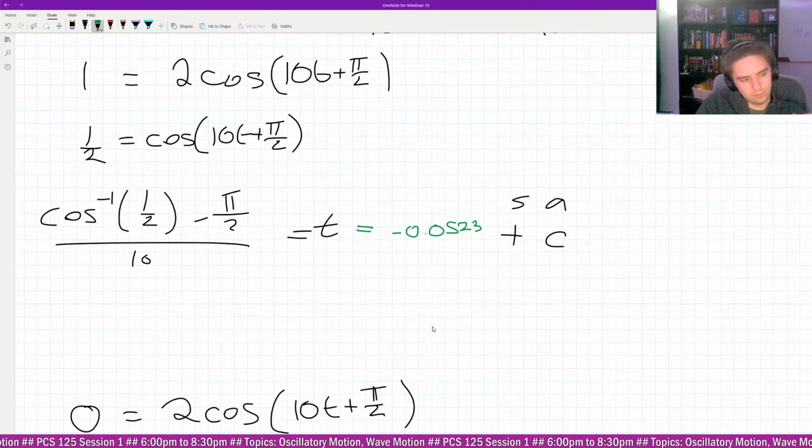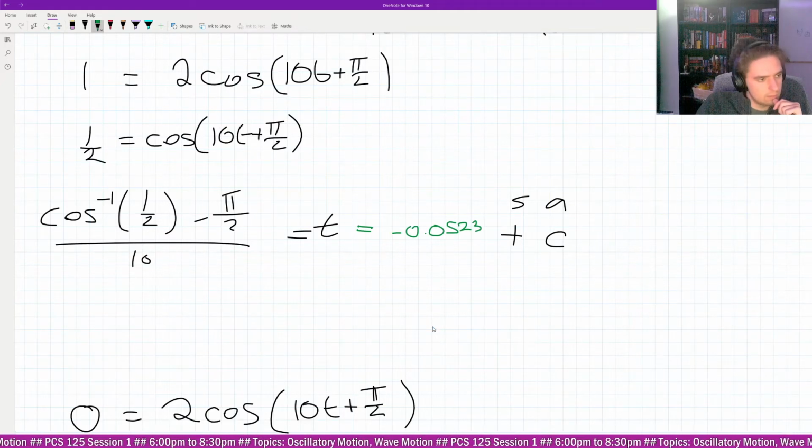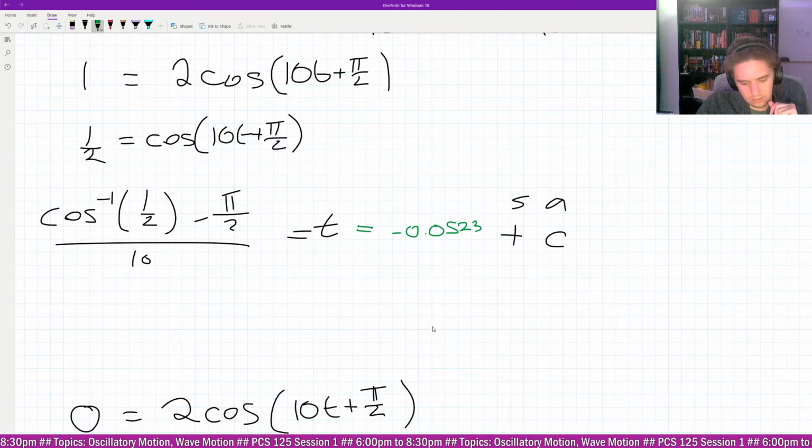So if I do 5 pi over 3, and then we subtract pi over 2, and then we divide that by 10, then we get 0.366, which isn't what we need, because we need the 0.5, right? Because that's what the solution has. So if we try it one more time with pi over 3, I get negative 0.05. So then we get a negative value. That's what's throwing me off.